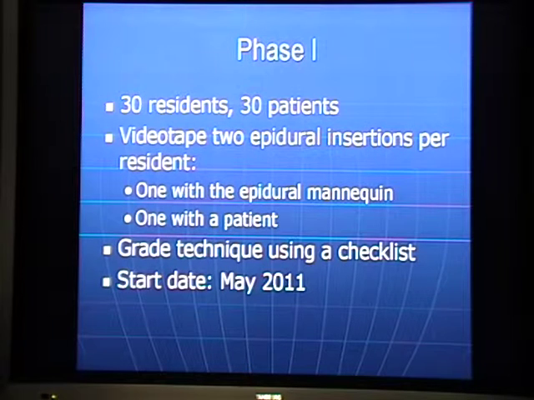And we're going to grade their sterile technique when they insert the epidural catheter using a checklist that was developed already by researchers at the University of Toronto. So there's going to be 15 points of sterility that we're going to be looking at. The second epidural is going to be done in a patient, and we're going to do the same thing. Grade their technique using a checklist. And as I've said, we're hoping to start this in May 2011.